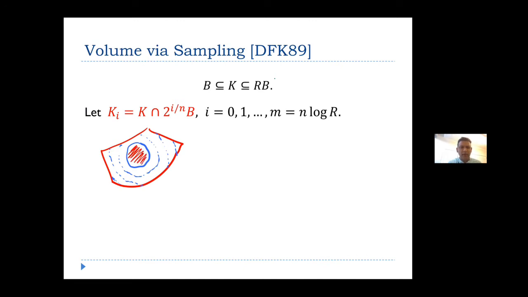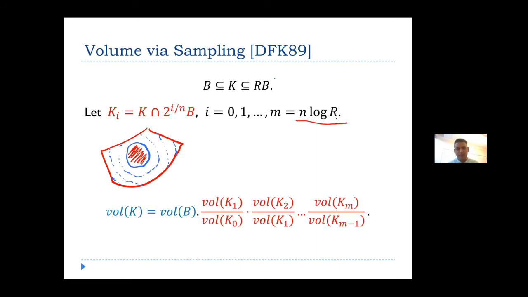And then K1 will be the convex body K intersected with a slightly larger ball, radius 2 to the 1 over n, so about 1 plus 1 over n. And then 2 to the 2 over n and 2 to the 3 over n and so on. When i is large enough, when it's about n times log R, then the ball will contain the entire body. So the last body will just be the convex body K. Okay, now why this sequence? And there's not too many. There's only n times log R total number of bodies in the sequence because it's growing geometrically, even if slowly.